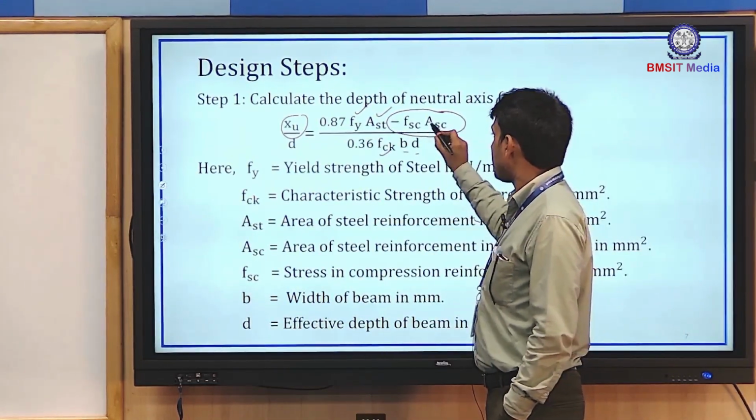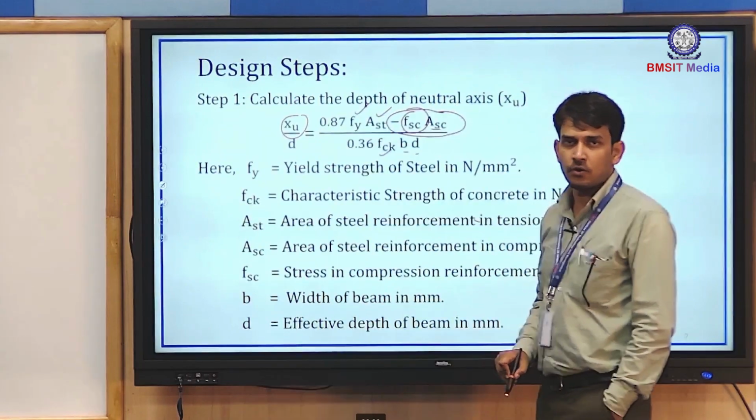Okay, now Asc we already know, but now comes the fsc. This fsc we don't know. Now how do we have to calculate it?